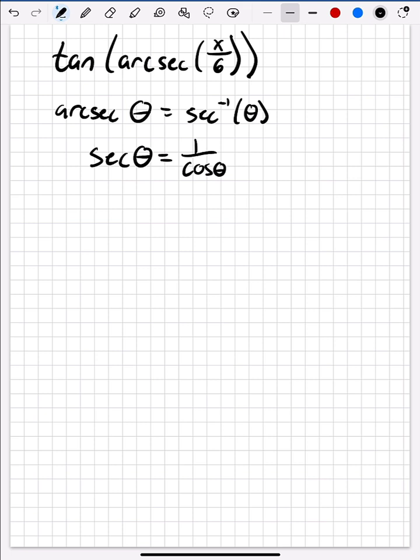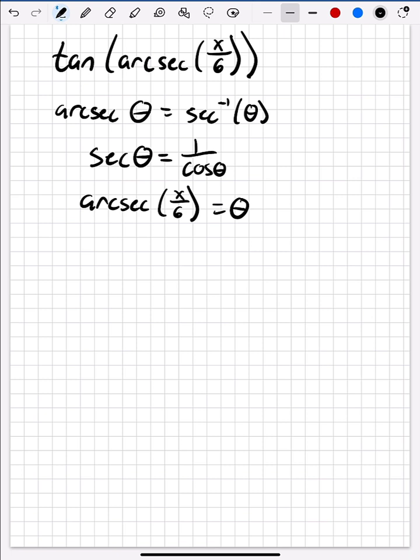Okay. So I just want to make sure that you remember that. All right, so let's solely focus on the arc secant of x over 6 here. We'll just say it's equal to theta. Okay, so we're just trying to solve for an unknown. That's all we're trying to do here.